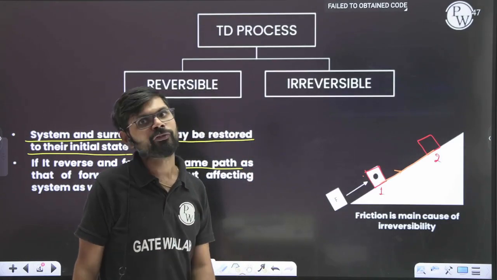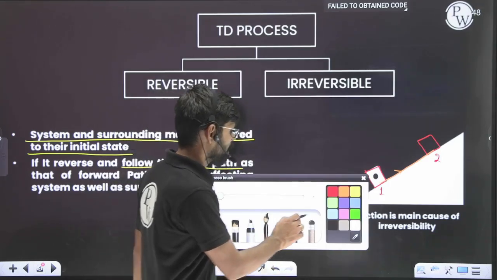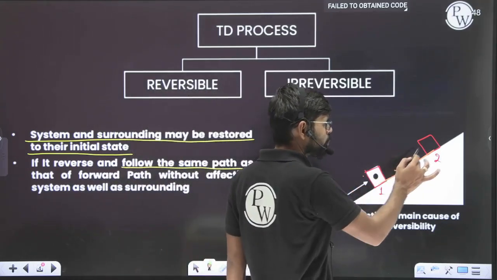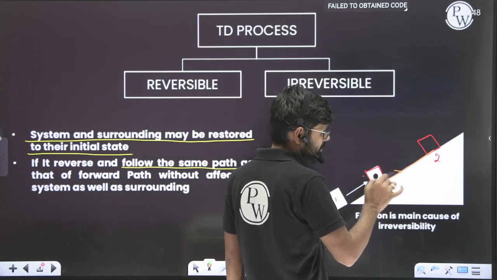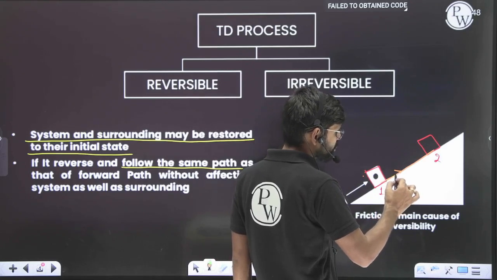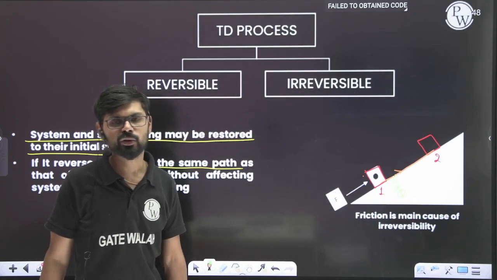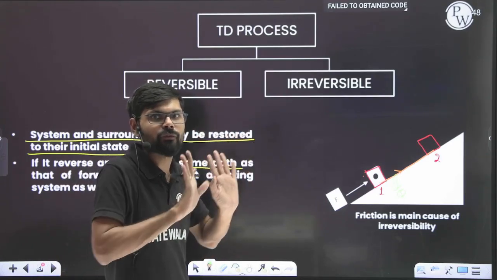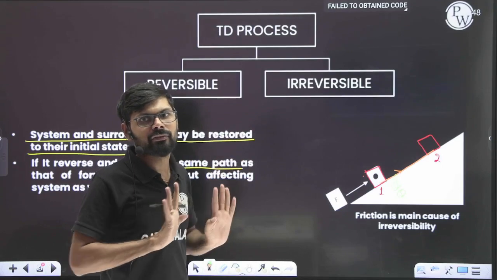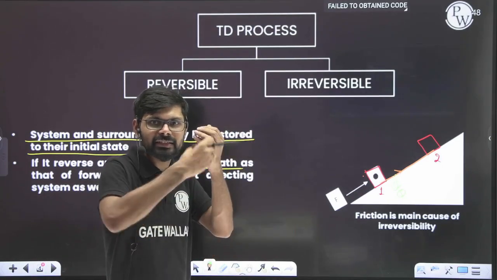And one more phenomenon is happening. When it is moving from 1 to 2, due to friction between the block and this wedge, some heat is produced, and that heat goes to the surrounding. Basically during 1 to 2, two things are happening. Work on the system, as we are working against gravity, and heat rejected from the system.